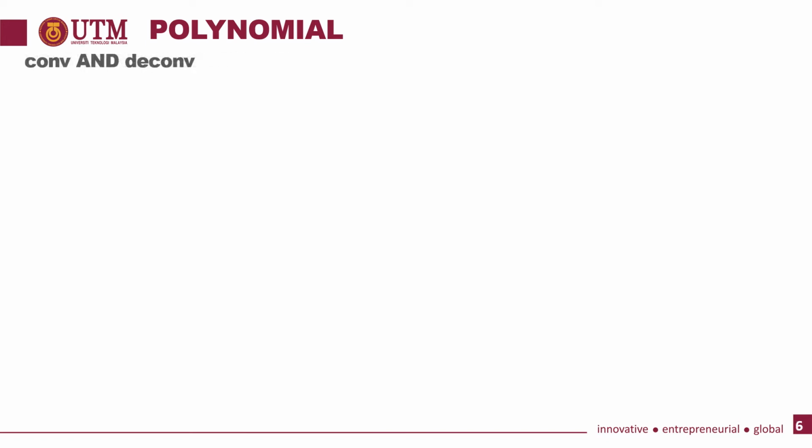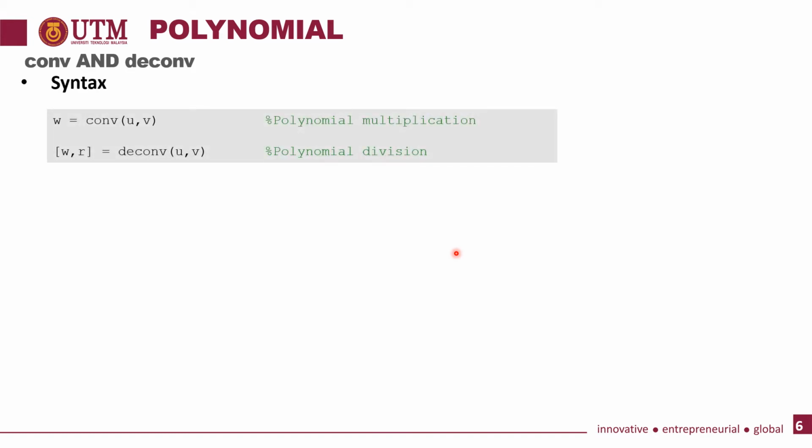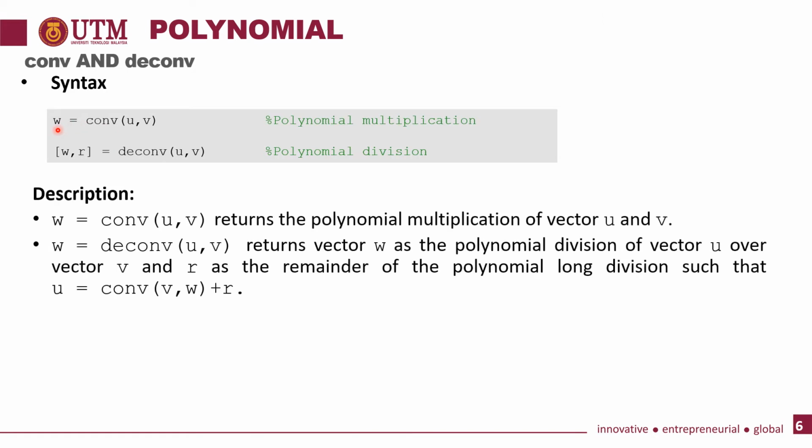Alright, so next are conv and deconv, which are all about multiplication and also division for polynomials. First we'll take a look at the syntax for conv. This is the example: w equals conv(u, v). It means that if you have two polynomial expressions u and v and you wanted to multiply them together, you can use this function conv with u and v. It will multiply vector u and vector v.